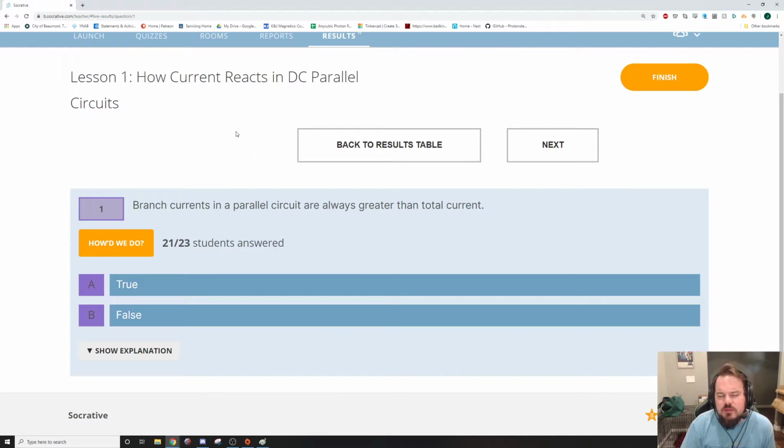I probably would have rather done these in a different order because current is pretty simple in a parallel circuit. Yeah, let's go ahead and get into it. Branch circuits in a parallel circuit are always greater than total current. That is false. In a parallel circuit, the currents add together.